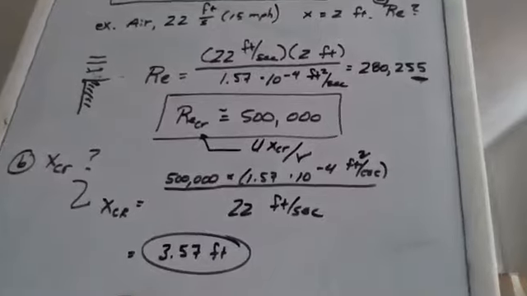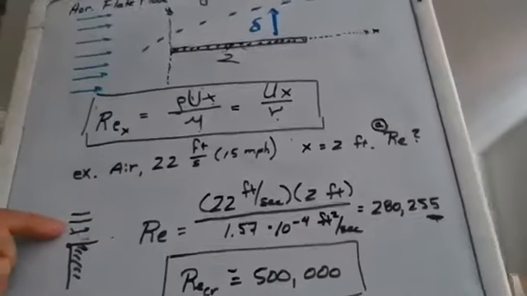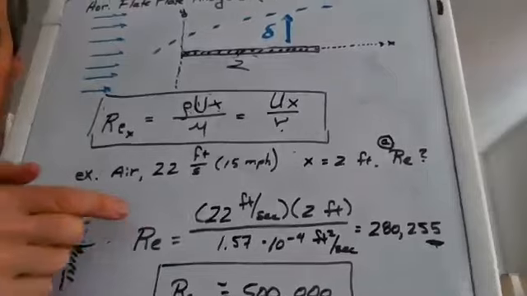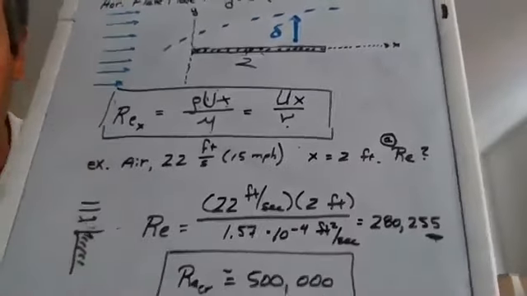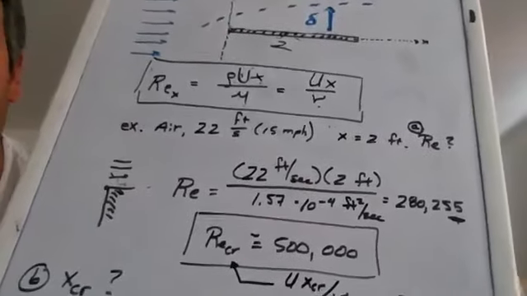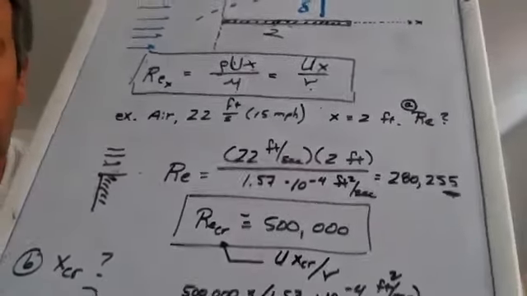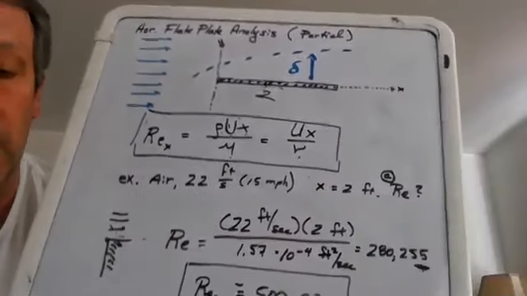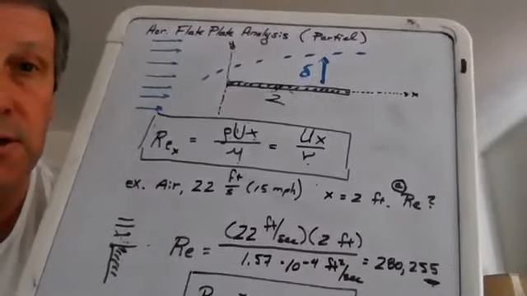I get 3.57 feet. And so what that means is if we take a look at this roof over here, there's a very short region where the flow actually is laminar. And then for the most part, for the rest of the roof, the flow is going to be turbulent. And that's important for things like shear analysis and figuring out what's going on. All right, that is our first calculation for the boundary layer over a flat plate, the Reynolds number calculations.